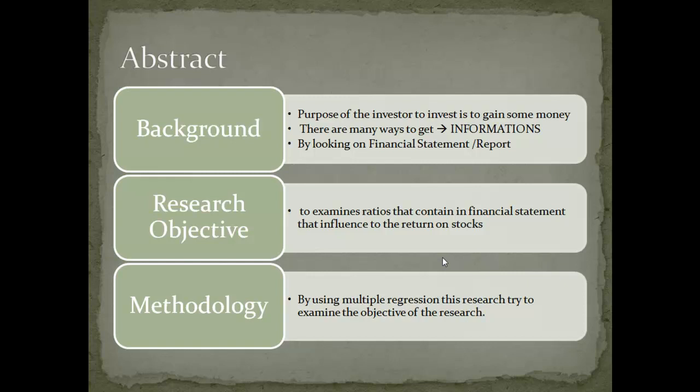Here is the abstract. First, the background. The purpose of the investor to invest is to gain some money. There are many ways to get it. One of them is information. Information can come from looking at the financial statement or financial report. The research objective of this study is to examine the ratios contained in the financial statement that influence the return on stock. The methodology uses multiple regression to examine the objective of the research.